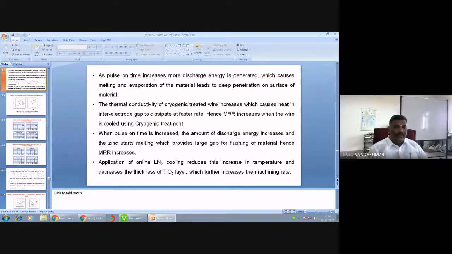When the pulse on time increases, the amount of discharge energy increases. The zinc starts melting, which provides a large gap flushing of material. Hence, MRR increases. The application of online cooling increases the temperature gradient and decreases the thickness of the titanium oxide layer, which further increases the machining rate.